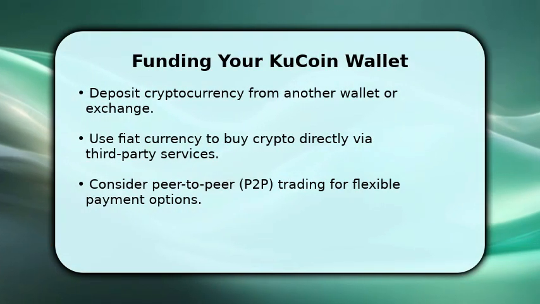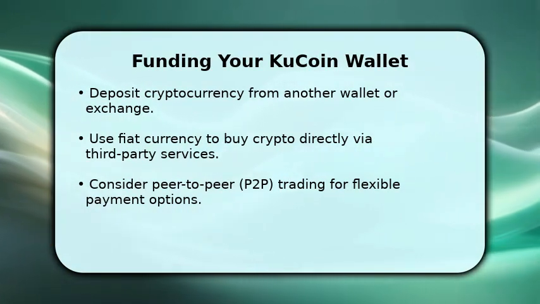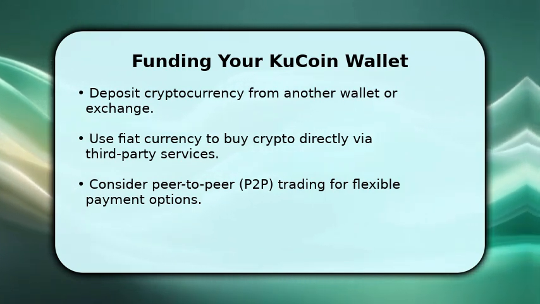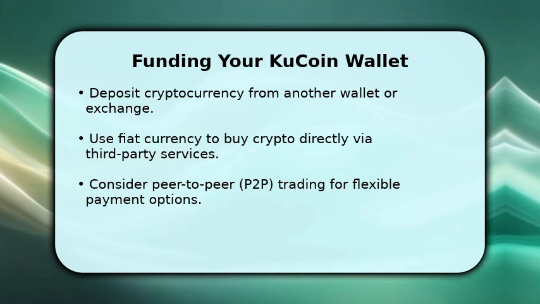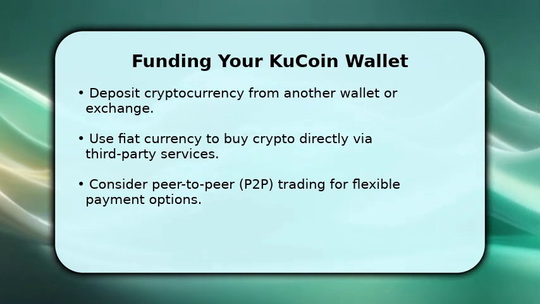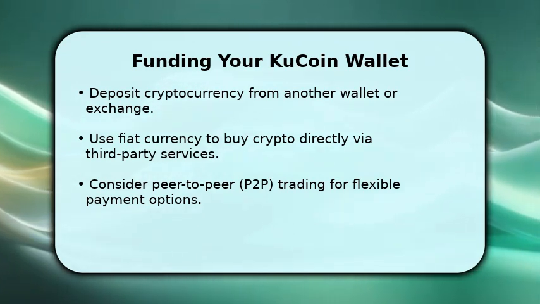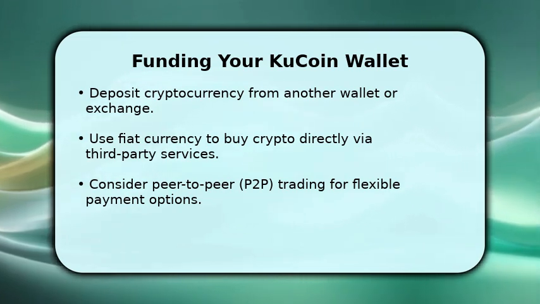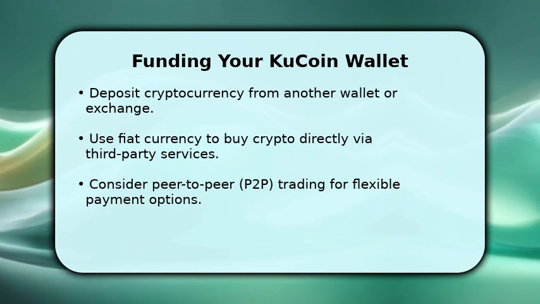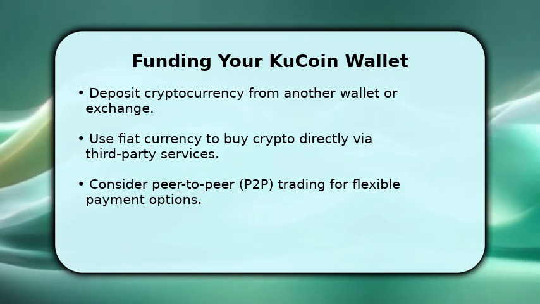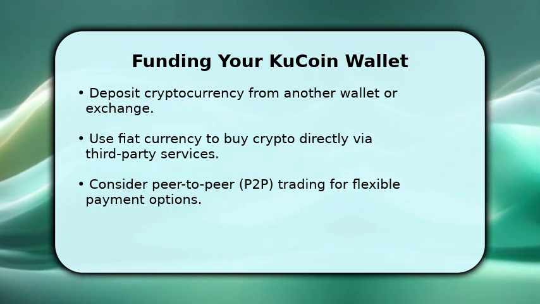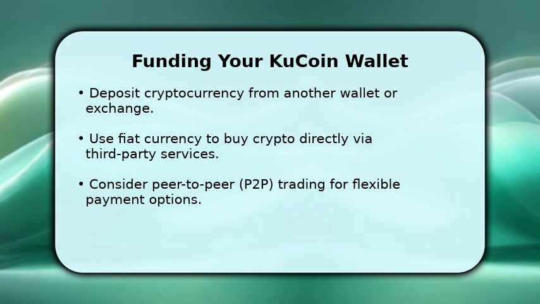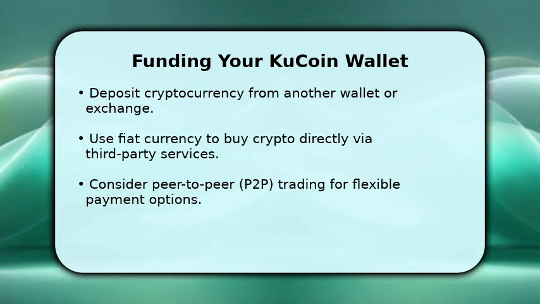Once your account is ready, the next step is to fund your KuCoin wallet. You have several options. You can deposit existing cryptocurrency from another wallet or exchange, which is often a quick method. Alternatively, you can use fiat currency, like US dollars or euros, to purchase crypto directly through KuCoin's third-party payment partners. Another flexible option is peer-to-peer trading, allowing you to buy crypto from other users using various local payment methods. Choose the method that best suits your needs.